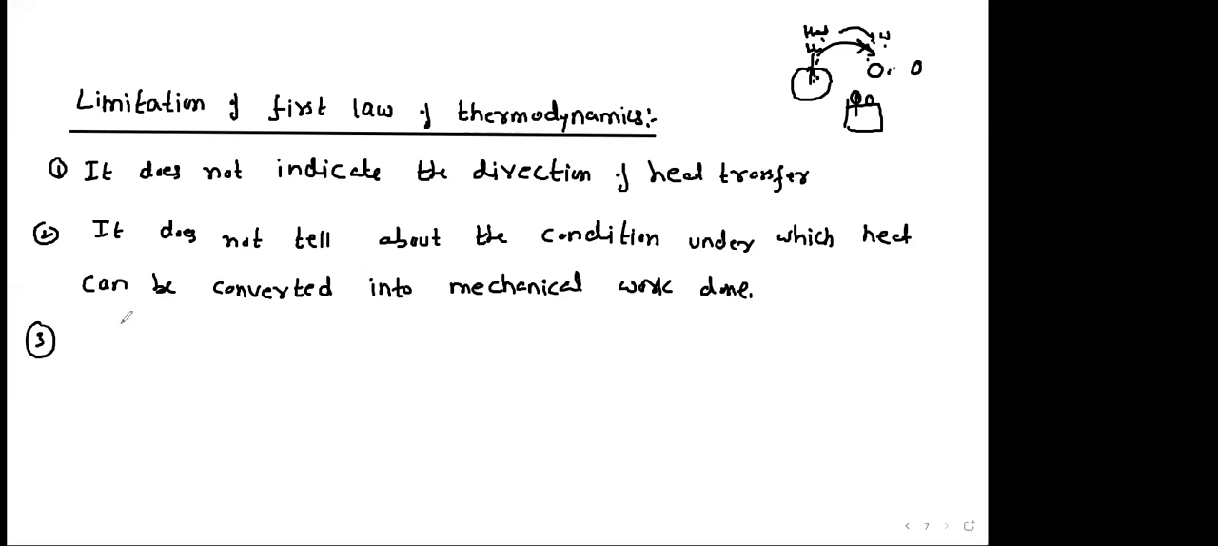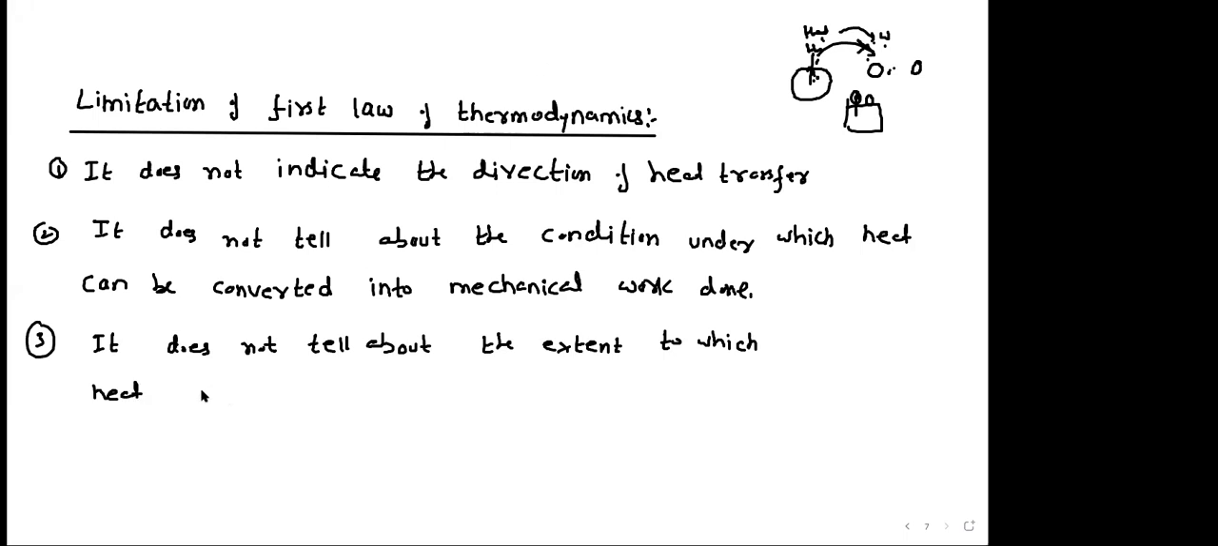And it also does not tell you the extent of heat transfer, the extent to which heat can be converted into work done. According to this law, 100% of heat energy can be converted into work done. But the experiment says you cannot convert 100% of heat energy into work done. A big part of the energy will get dissipated in the form of heat. So these are some limitations of the first law of thermodynamics.